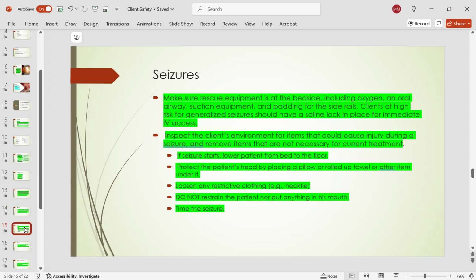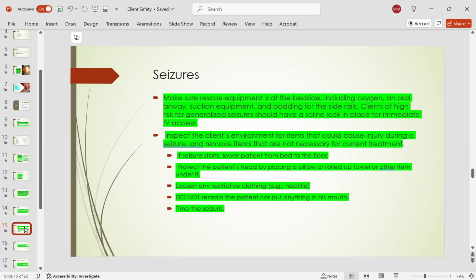So what do we do if we have a patient that's on seizure precautions? And what do we do if they do have a seizure? Okay. First of all, make sure, and you need to know these are test questions from the board. If the patient's on seizure precautions, always have rescue equipment at the bedside. That means they should have oxygen, some type of an oral airway, suction equipment, and padding for the side rails.